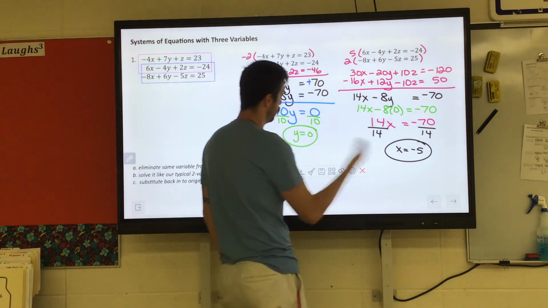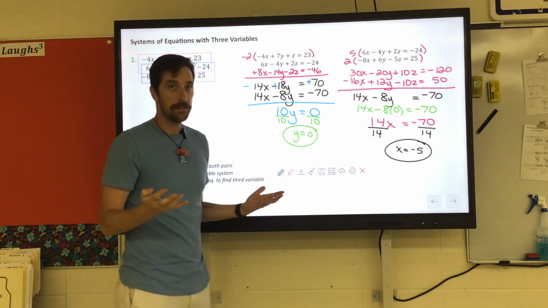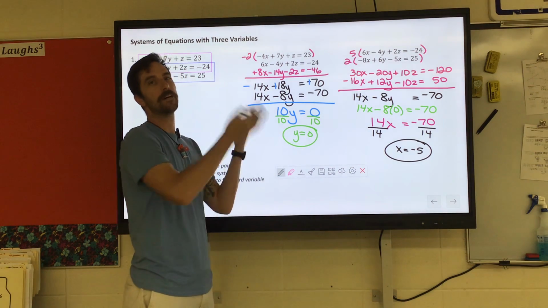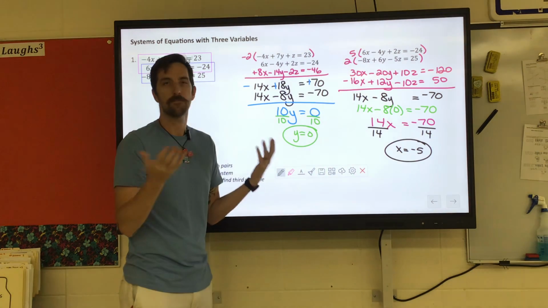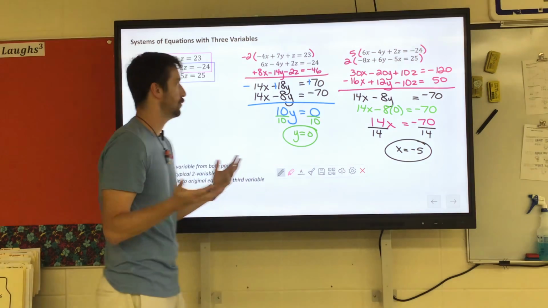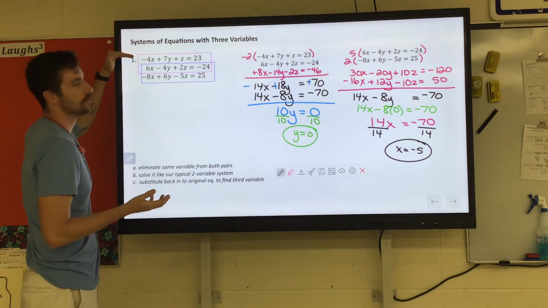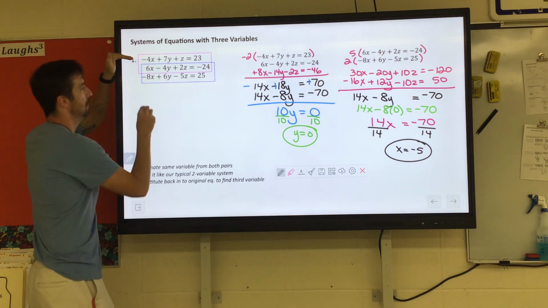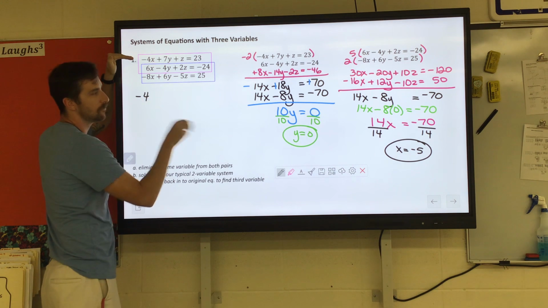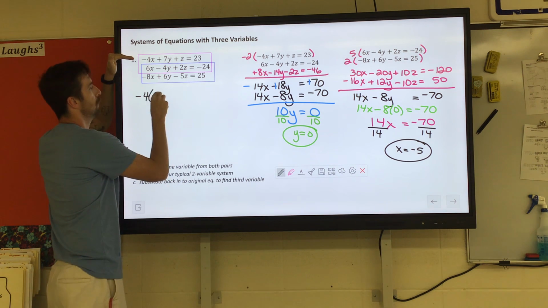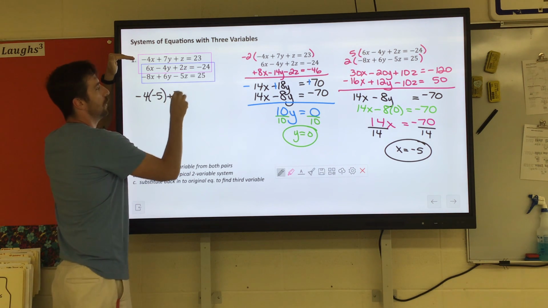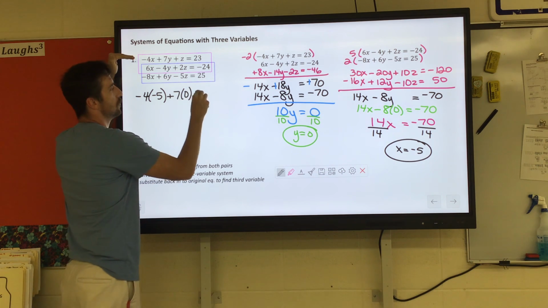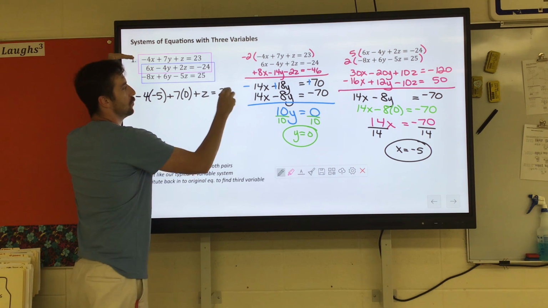So we have x, we have y. We just need z, which we eliminated first. So we have to go back to one of the original equations, doesn't matter which one, and we'll solve for z. So let's say I went with the first equation. That looks easiest to me. -4x, x is -5, plus 7y, y is 0, plus z equals 23.